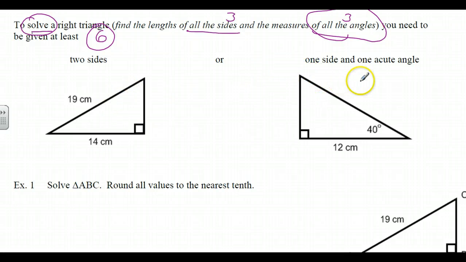Or what else can we have to solve a triangle? We have one side and one acute angle. If we have this side and we have this angle, well then, you know what? We know this angle, or we'll calculate it very quickly, and then we can calculate the remaining two sides to solve the triangle, which means we'll know all six measurements.